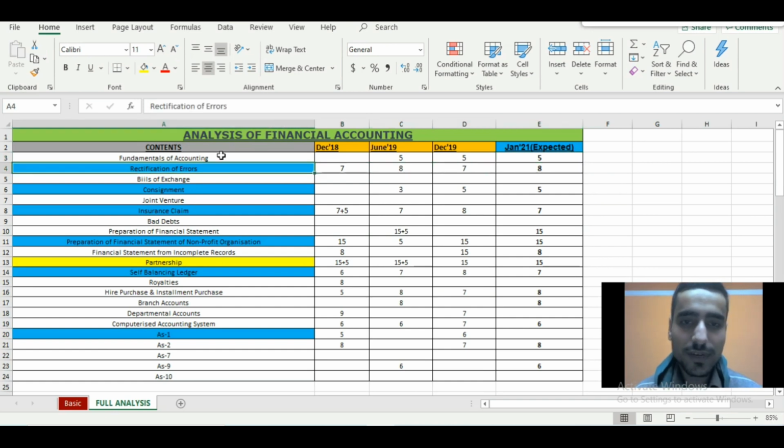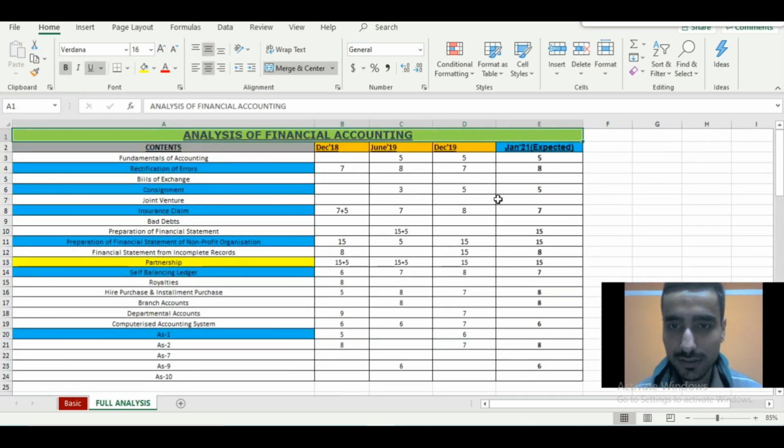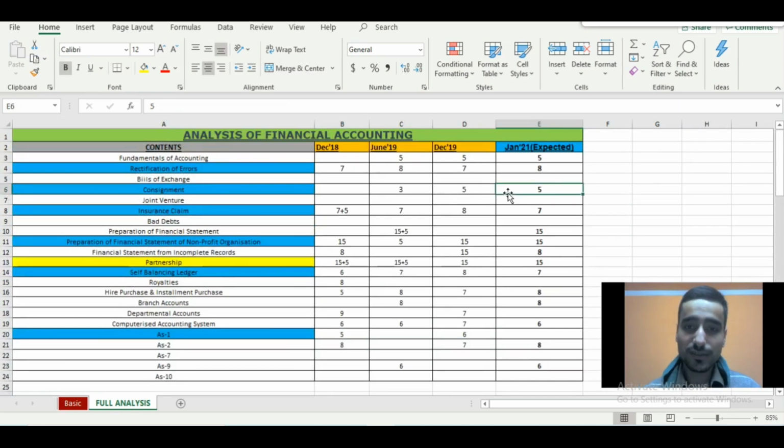Now, if I come to rectification of errors, it comes for 7 to 8 marks and it comes in each attempt. So it is very important. The blue highlighted topics are very important to be covered, so prepare accordingly. Now coming to bills of exchange, it has not been asked since December 18. So there are rare chances that they will ask a question from bills of exchange. And coming to consignment, there was a question of 3 marks in June 19, then 5 marks in December 19, and again 5 marks, I think it will be there in Jan 21 examinations.